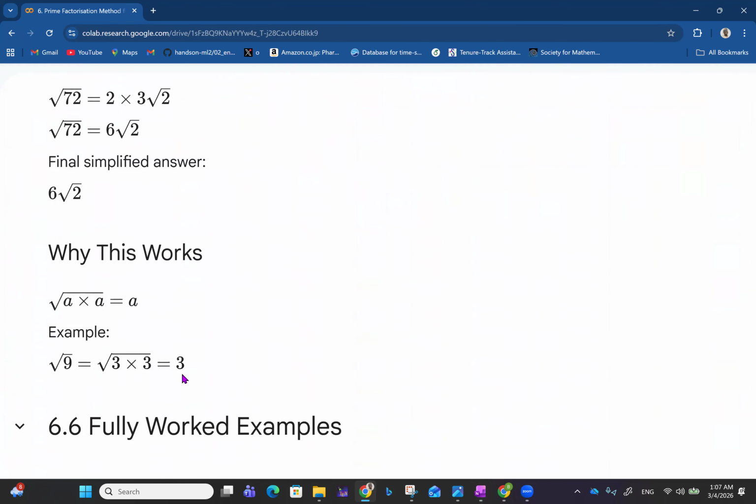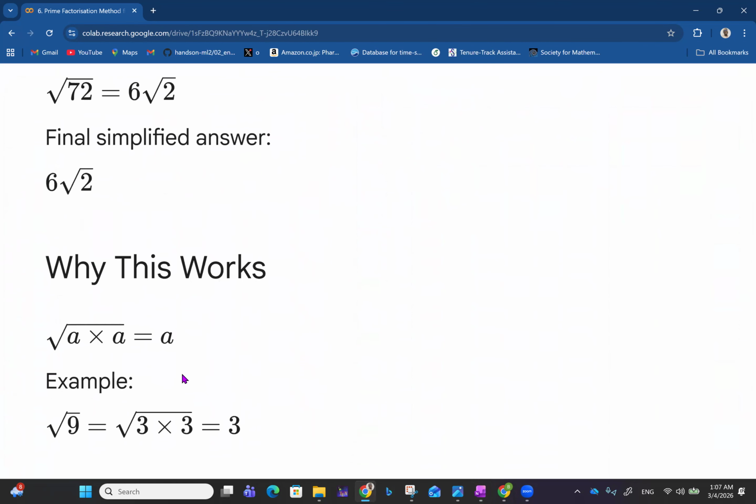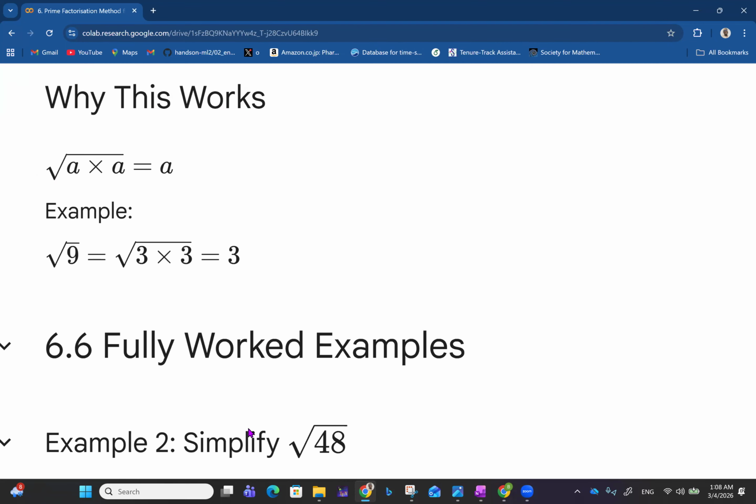Okay, so why does this work actually? It works because the square root of a times a is equal to a. Example, square root of 9 is square root of 3 times 3. And since you're dealing with square roots, a square is a number that is obtained by multiplying another number by itself, then the square root of the square is going to be the number that you multiply by itself, basically, which is 3 for 9 in this case.